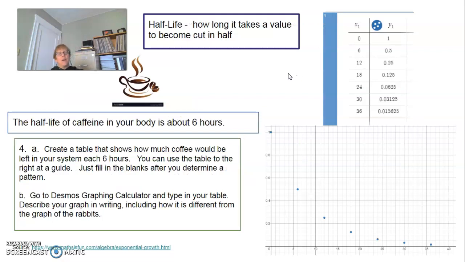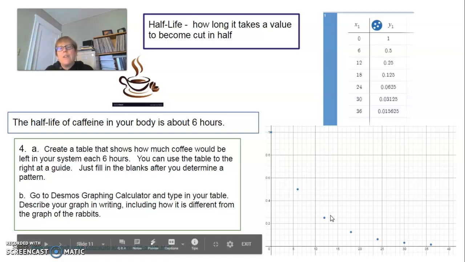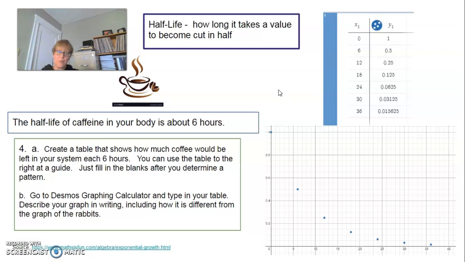All right, here we go. So your table should look something like this over here if you did it correctly, and I hope you did. And then when you graphed it, it should look like this. And I'm not going to go over what the differences are between the two. I expect that you've got something good written there, and I'll be reading it later.